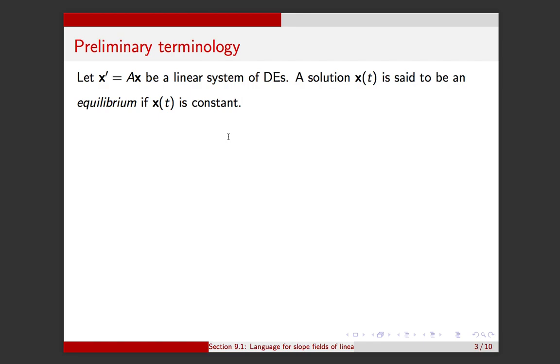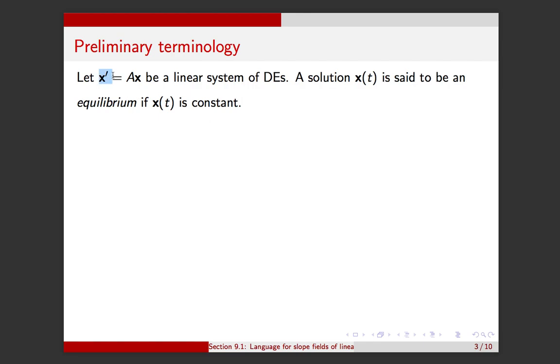Anyway, equilibrium was a very useful concept because it allowed us to analyze the long-term solutions of a single DE, right? We weren't doing systems back then, but of a single DE over time without having to solve the DE. So the equilibrium concept here will do the same thing for us, and it's defined the same way, it's just cast in terms of systems.